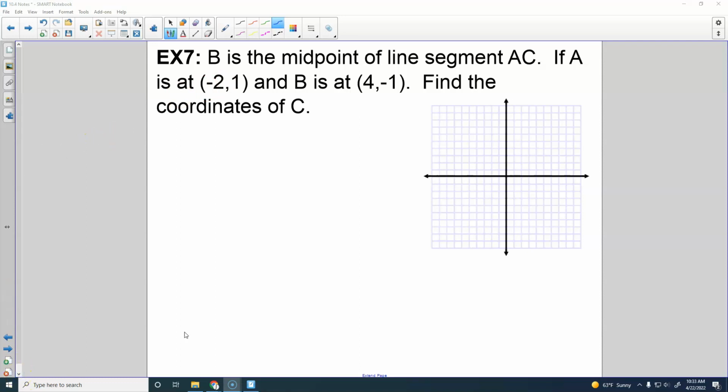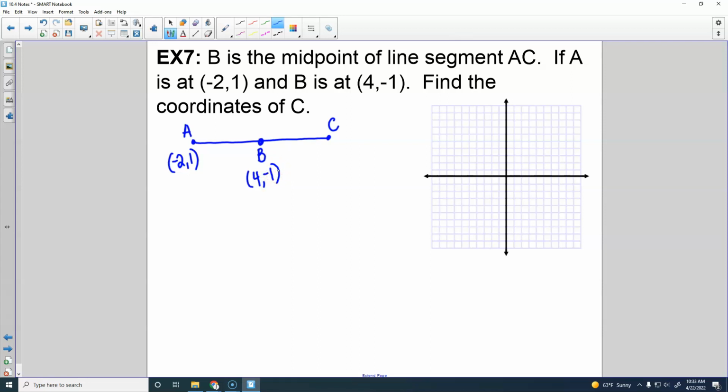If A is at -2, 1 and B is at 4, -1, find the coordinates of C. So this is why I always, if it's worded like this, I always want you to draw a picture. We got A, we got C, we got B in the middle. Okay? Because look at the points that they give us. A is at -2, 1. B is at 4, -1. We are finding the coordinates of C.